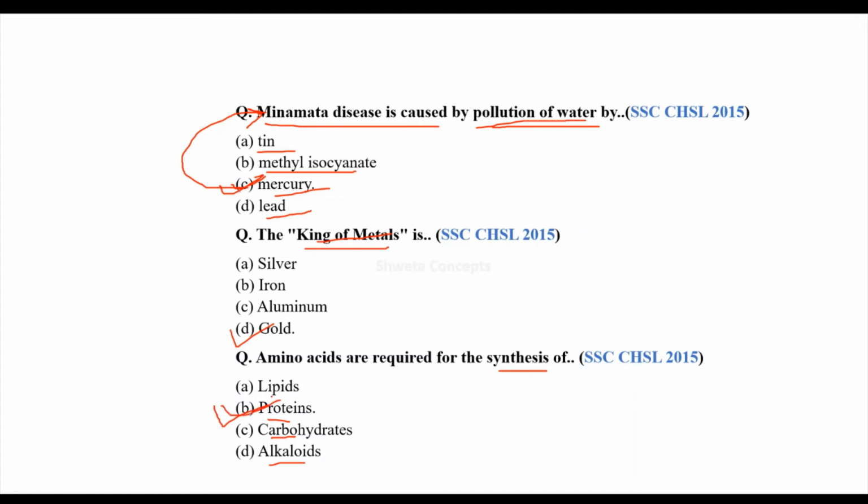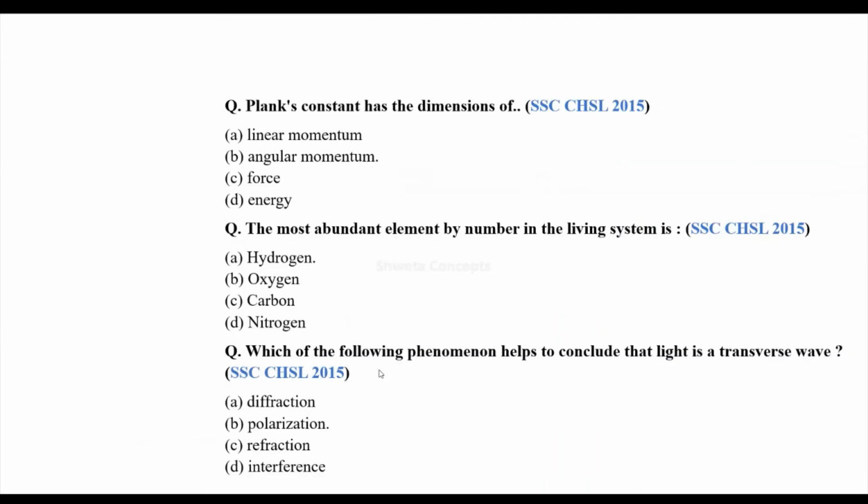Now the unit of protein is amino acid, so this question is asked indirectly. Amino acid is the main building block of protein. So in the synthesis of protein, these amino acids are used. Now moving to the next, Planck's constant has the dimension of, very important question, angular momentum. Option B is the correct answer, angular momentum, right?